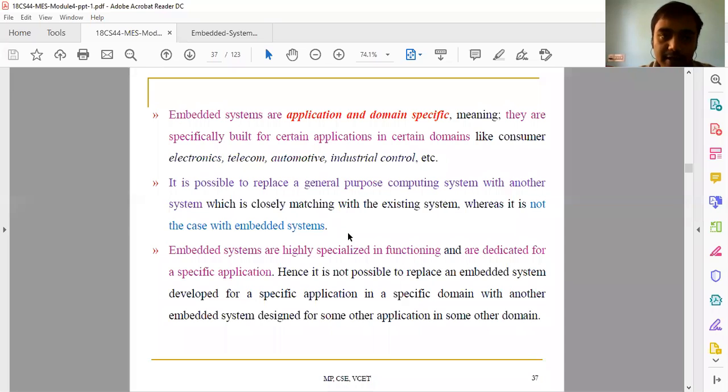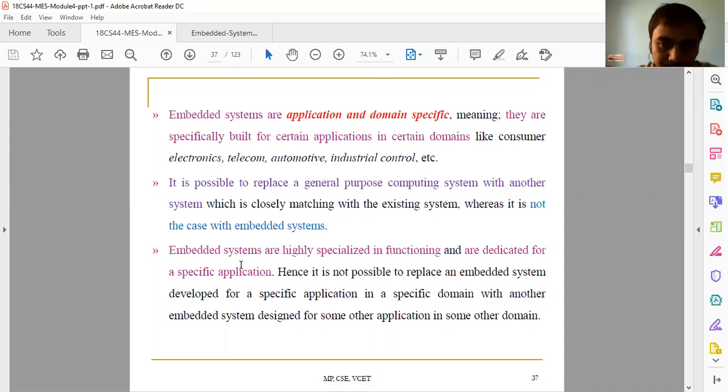Whereas in the case of embedded systems, we cannot update the embedded system or replace one embedded system with another one, right? So that he says in the third point, embedded systems are highly specialized in functioning and are dedicated for a specific application. So already we discussed this. Embedded systems are application specific, dedicated for a particular application. We cannot change them as in general purpose computing systems. Hence, it is not possible to replace an embedded system developed for a specific application in a specific domain with another embedded system designed for another application in some other domain.